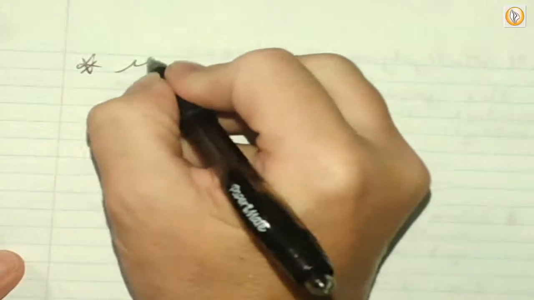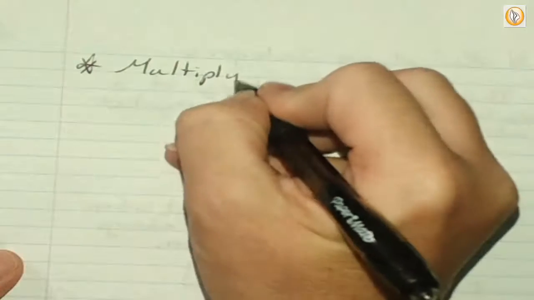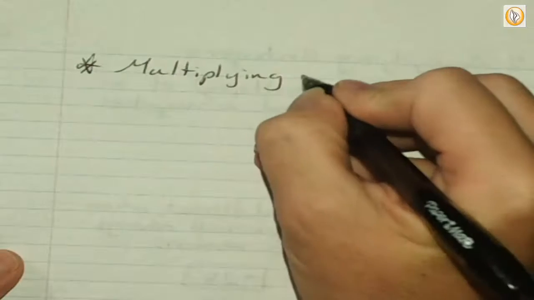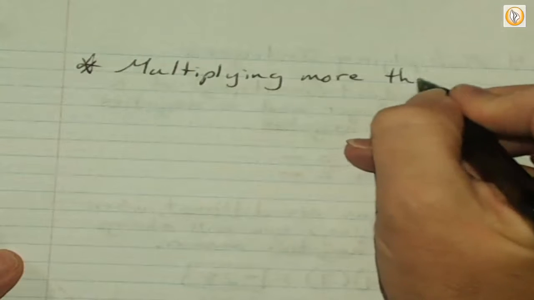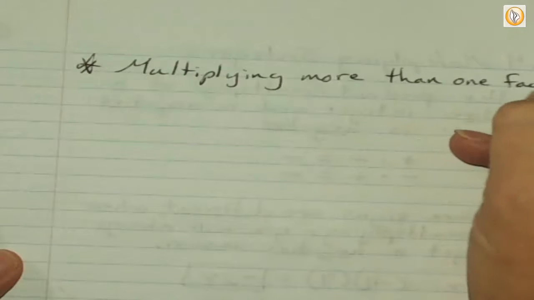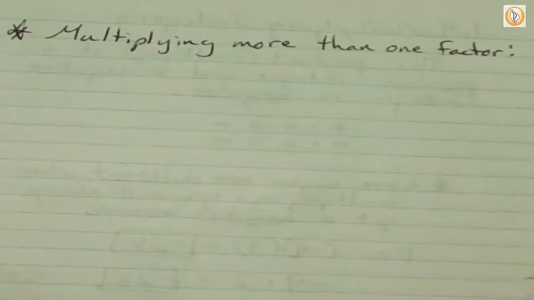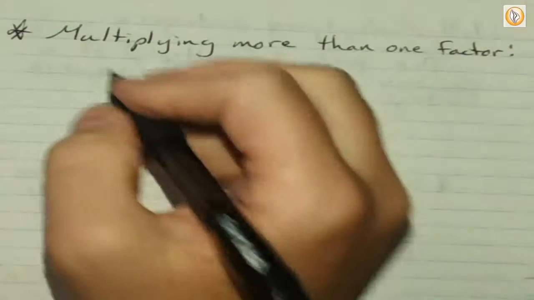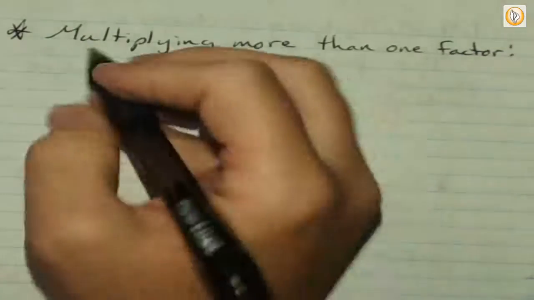Now, will this be enough space for you? Multiplying more than one factor. What's a factor? A number when you're multiplying.